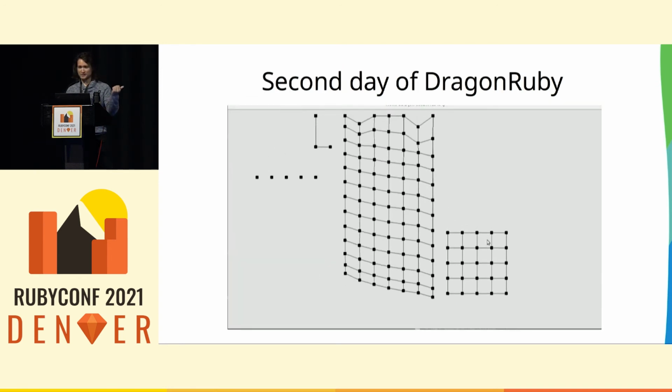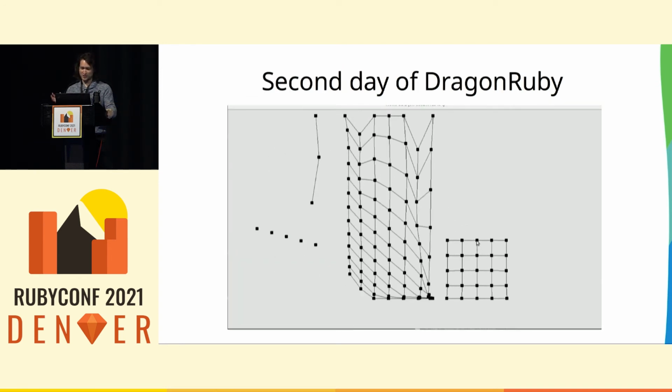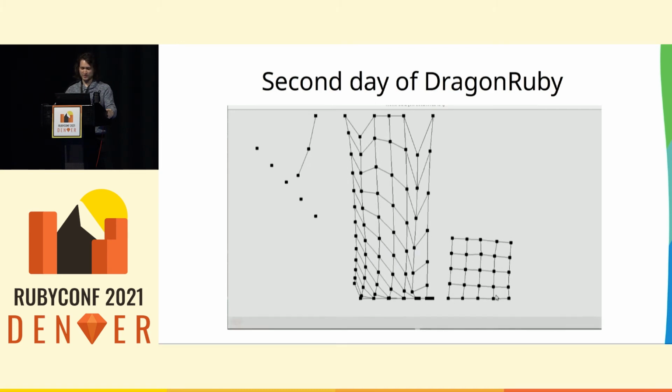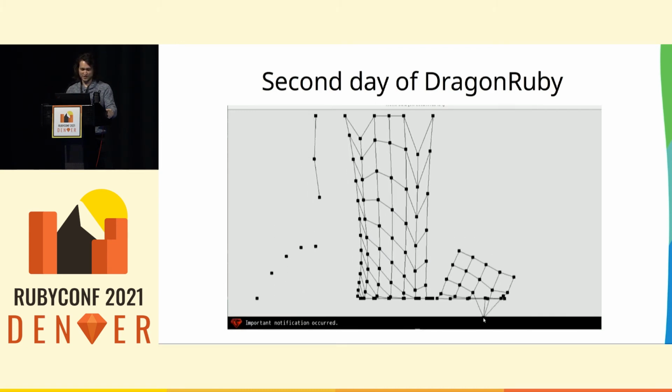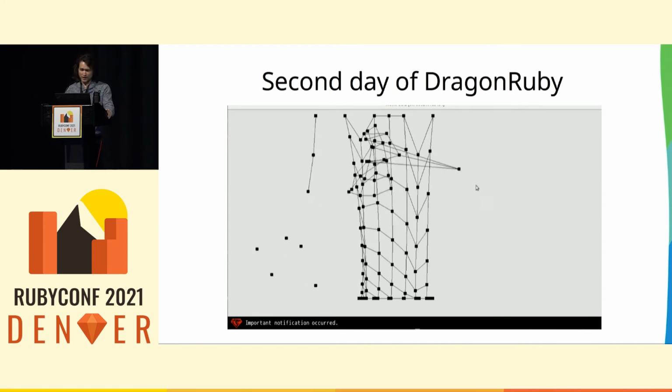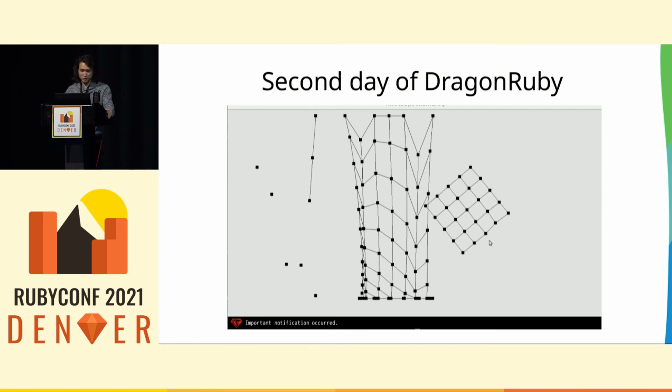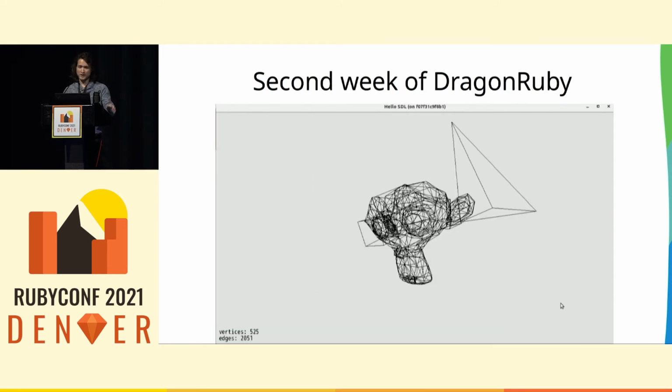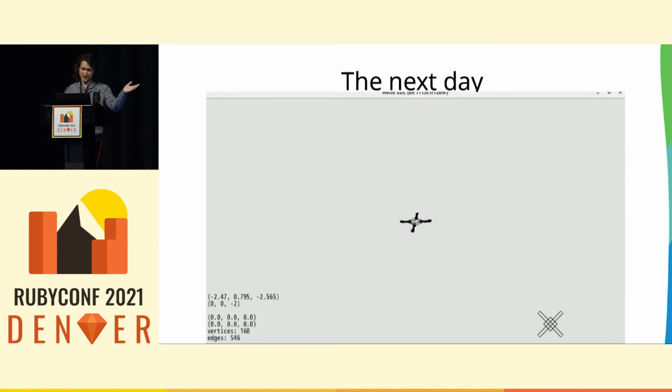Second day was this little physics simulation, a little soft body kind of thing. So you have these spring-like systems and various cloth-like things. And the next week, I was doing some 3D stuff. Note that this is a 2D engine. And then the next day I was doing, I know some of you were here for the drone talk earlier, this is a 2D game engine drone game, I guess, of sorts.